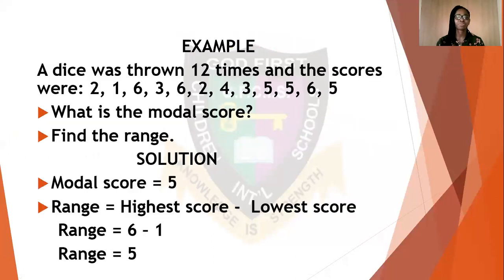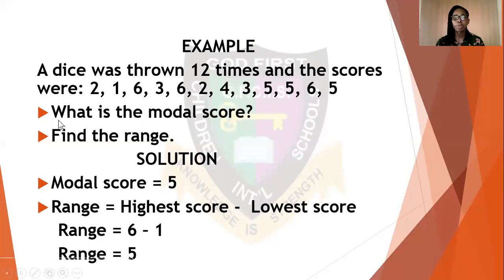Example: a dice was thrown 12 times and the scores were 2, 1, 6, 3, 6, 2, 4, 3, 5, 5, 6, 5.